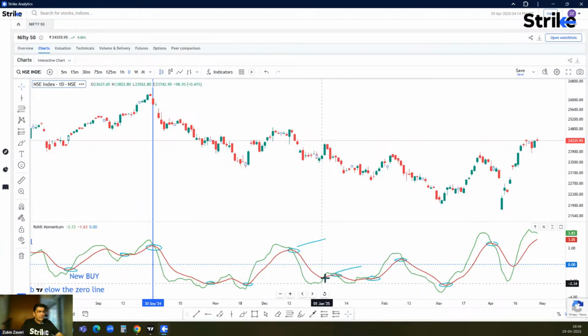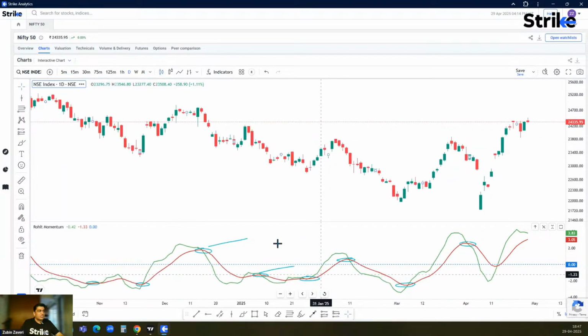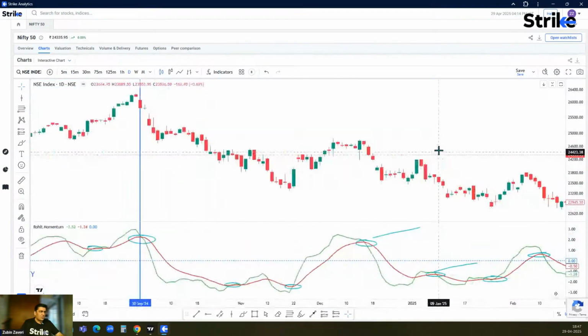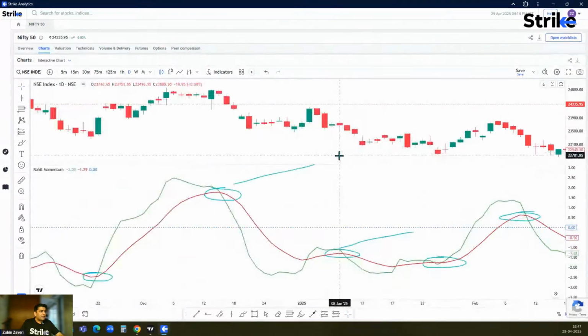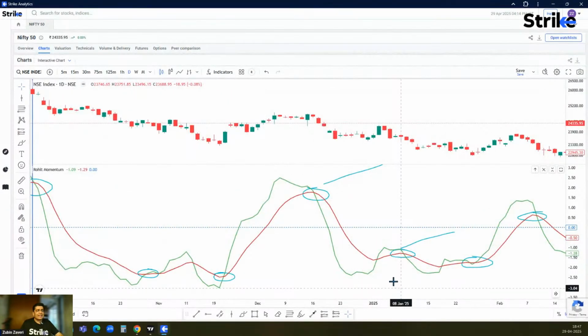Now when will you avoid such signals? Like every other indicator, this indicator also does not guarantee, it may also fail. But when the indicator fails over here, this was a new buy signal. What to do?